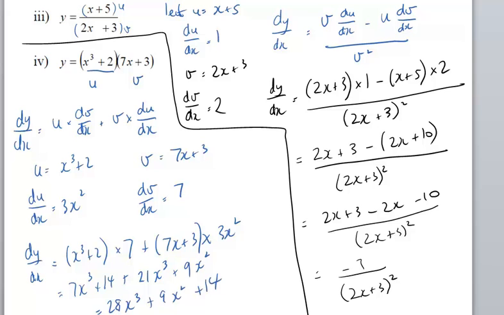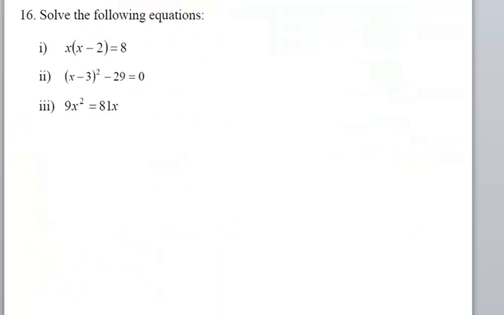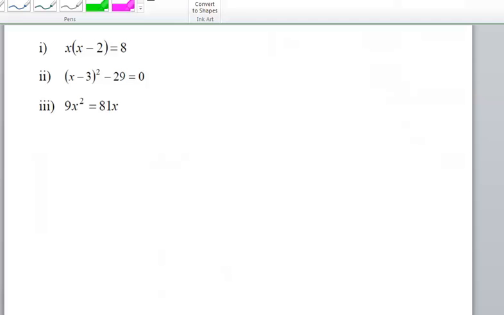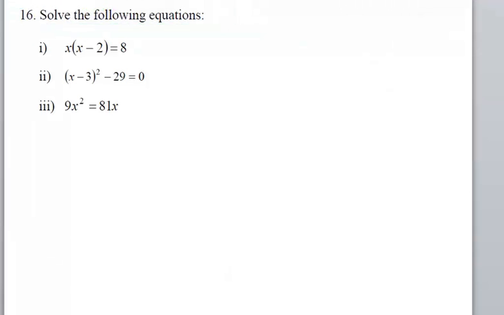Okay, so now looking at question 16. We're wanting to solve these following equations. So if we look here, equation 1. x multiplied by x minus 2 is equal to 8. So we can multiply this out. x times x is x squared, minus 2x is equal to 8, and we can minus 8 and minus 8. So we get x squared minus 2x minus 8 is equal to 0.